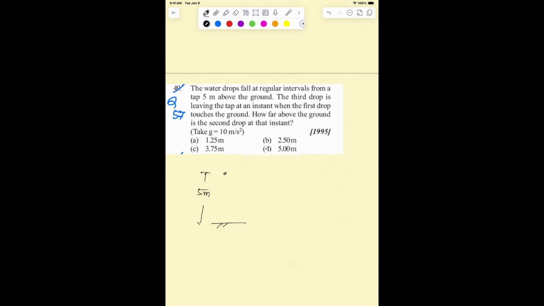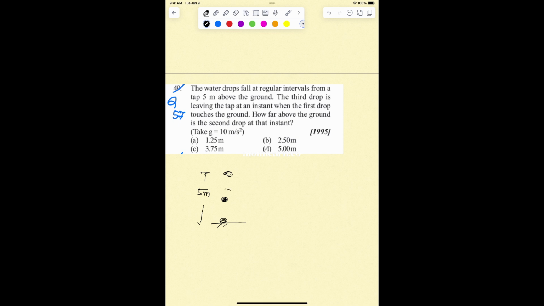The third drop is leaving the tap at an instant when the first drop touches the ground. Now one drop is here, and the third drop is about to leave. Therefore, there will be some other drop somewhere in the middle. Need not necessarily be exactly in the middle. It will not be at the middle of the height.